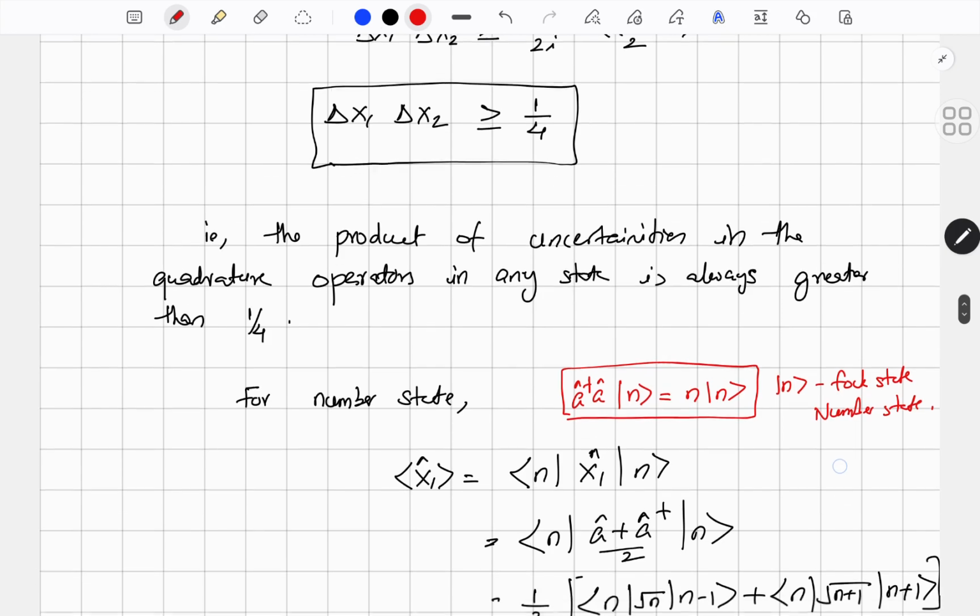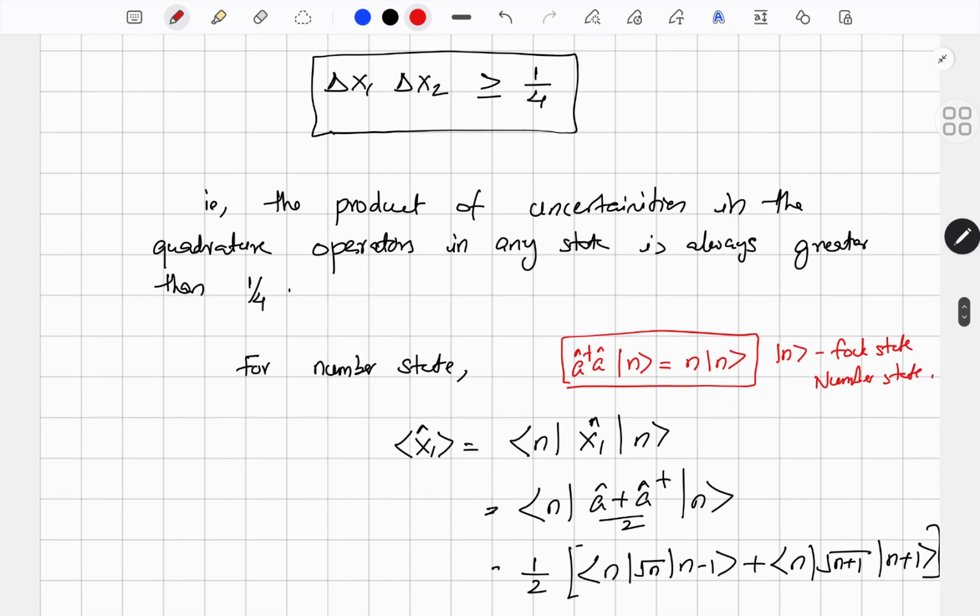Now for this number state, I can calculate delta x1 and delta x2. Remember, delta x1, the uncertainty in x1, is the square root of the expectation value of the square of the operator minus the square of the expectation value of the operator. This is the definition of the uncertainty. In order to find delta x1, I have to calculate the expectation value of the x1 operator and the expectation value of the x1 squared operator. First we can calculate the expectation value of the x1 operator.